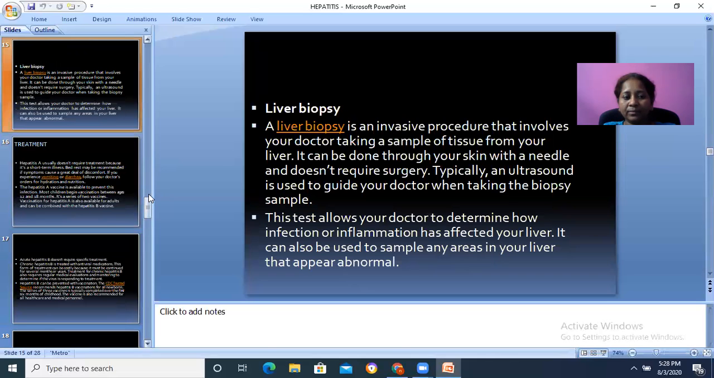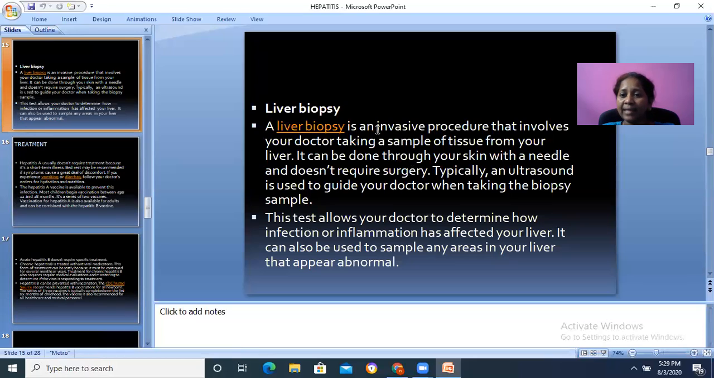Liver biopsy. A fine needle is injected into the liver and some tissue is extracted, and that will be examined under a microscope. That is called a biopsy. Liver biopsy.